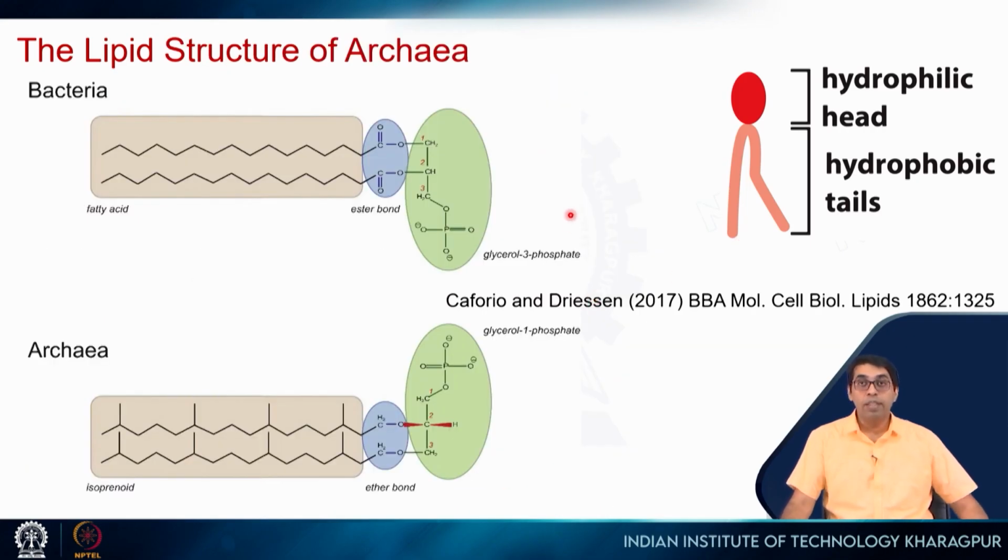I would like to point out here that this is the typical structure of bacterial and also eukaryotic lipids, but in case of archaea, the lipids are slightly different. You can see that the fatty acid side chain here has branches, right. You can also have cyclic molecules in these fatty acid side chains. This is an ester bond, so that connects the fatty acid with the glycerol moiety. In this case, it is an ether bond. Here it is glycerol 3-phosphate, here it is glycerol 1-phosphate. So, there are some major differences between bacterial and archaeal lipids.